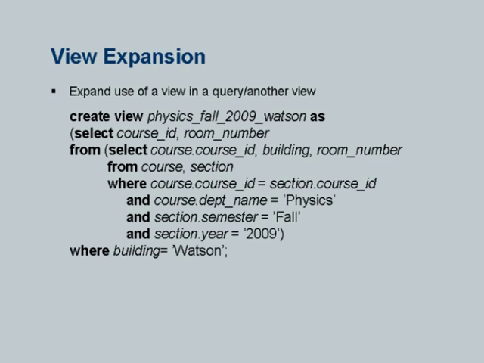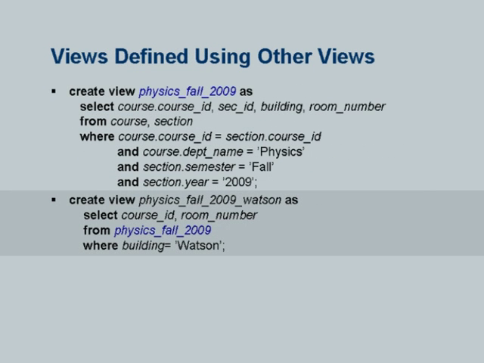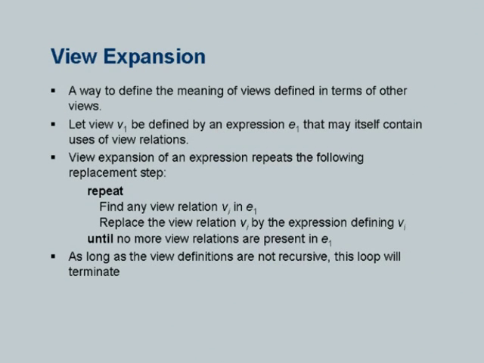Now depending on the order in which you do replacement, you may have a query which used this view, physics fall 2009 Watson, and maybe you first replace the use of that view name by this expression, which is select from physics fall 2009. At this point you realize that physics fall 2009 is still a view, so again you replace it by its view definition, which is here. So after two replacements you have a query which is exactly equivalent but does not contain any views any longer. The entire query is in terms of the underlying relations in the database. So this is the algorithm for view expansion.